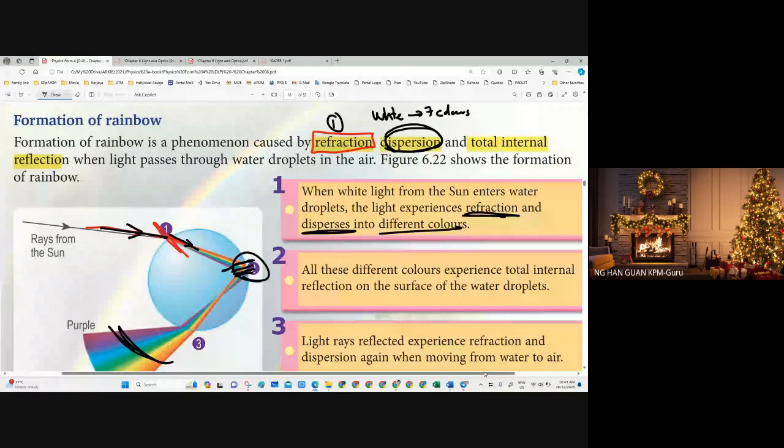So after the rain, if you want to see the rainbow, you have to make sure the position of the sun is behind you. Then only are you able to see the rainbow. Basically, when you see the rainbow in the sky, you turn your head around, and the sun is behind you. So that is the formation of a rainbow.